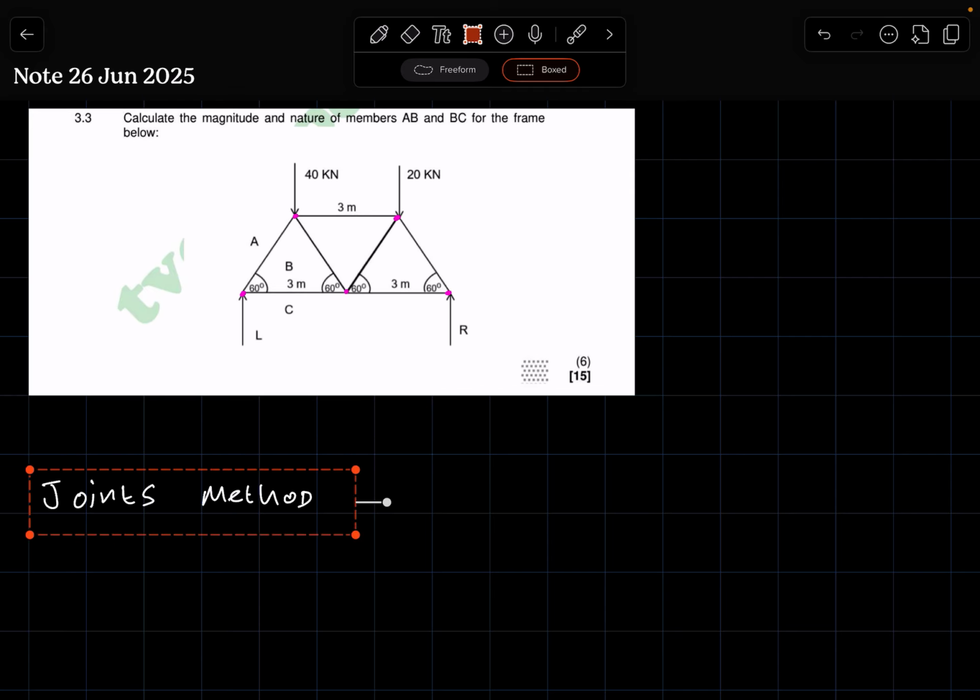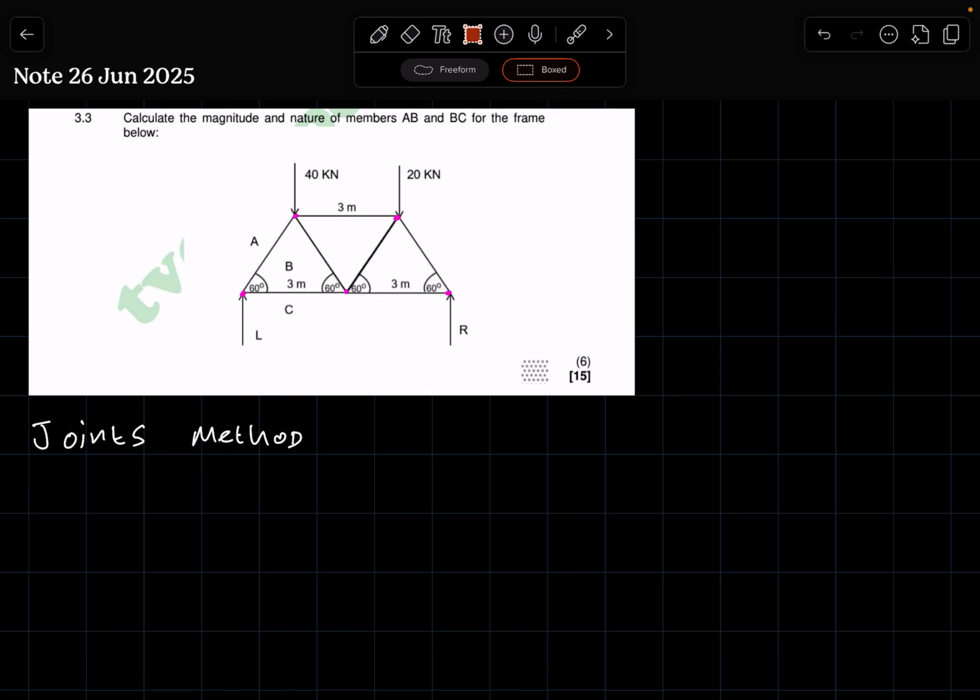It's unnecessary for this level, right? I make use of the joints method, where we look at the forces that the joint is being subjected to, based on which members you need to determine. For instance, here you have to determine this member, and both members are joined by this joint. So we will use the method of joints, seeing that the members we are looking for are keeping this particular joint in equilibrium.